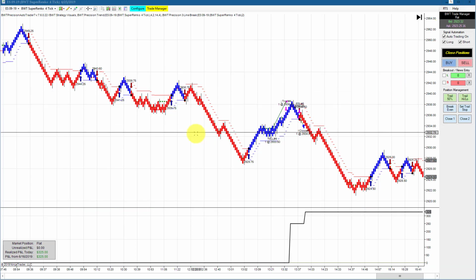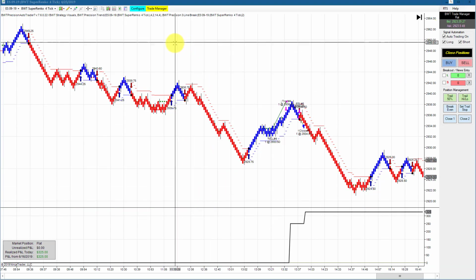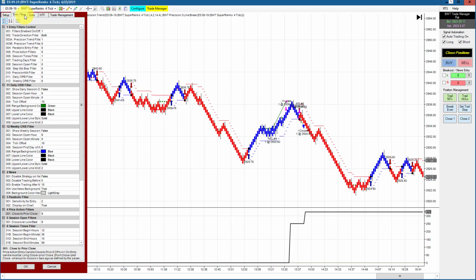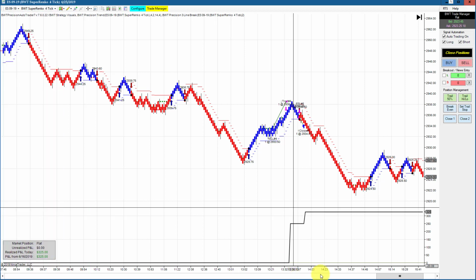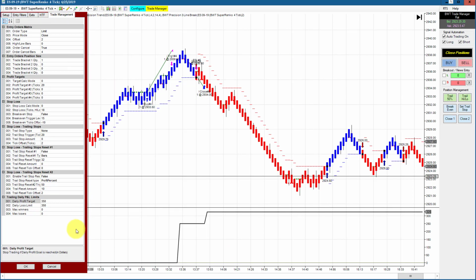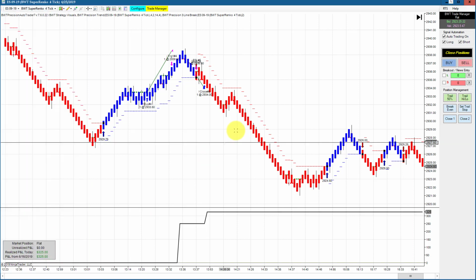Okay, next is the E-mini S&P on a Super Renko 4 tick, and this starts trading at 12:30 noon. And basically there were two trades back to back here. It did 325. The goal on this is 350 with a loss limit of 350. And there's some more winners today, but I'm not going to bother with them.